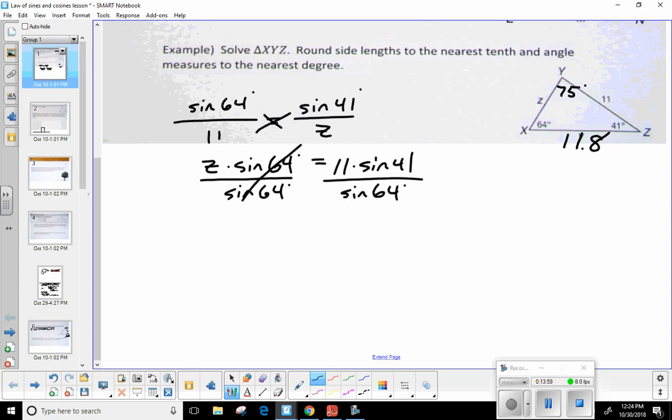Sine of 64. Those are going to cancel. So somebody help me out. If you were to type this in the calculator, what should we get? Yeah, it's like 8.0 something, right? So we'll just go ahead and say 8. And there you go.